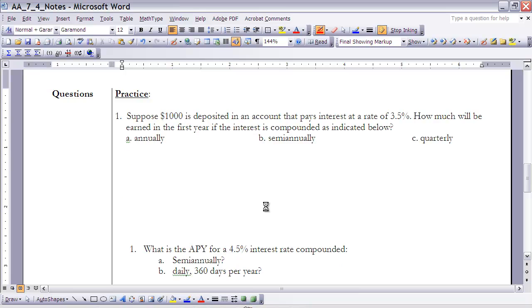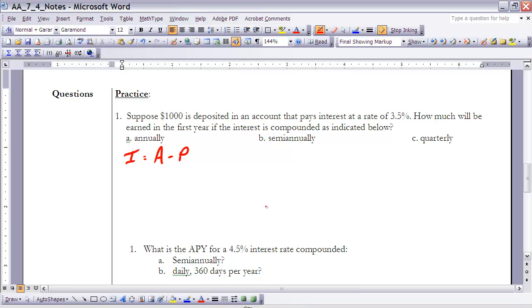So let's take a look at example 1 here. It says suppose $1,000 is deposited into an account that pays interest of 3.5%. How much will be earned in the first year if the interest is compounded as indicated below? Well, the amount earned would be the interest. Okay, so the interest is equal to whatever the amount in the account is minus whatever I started with.